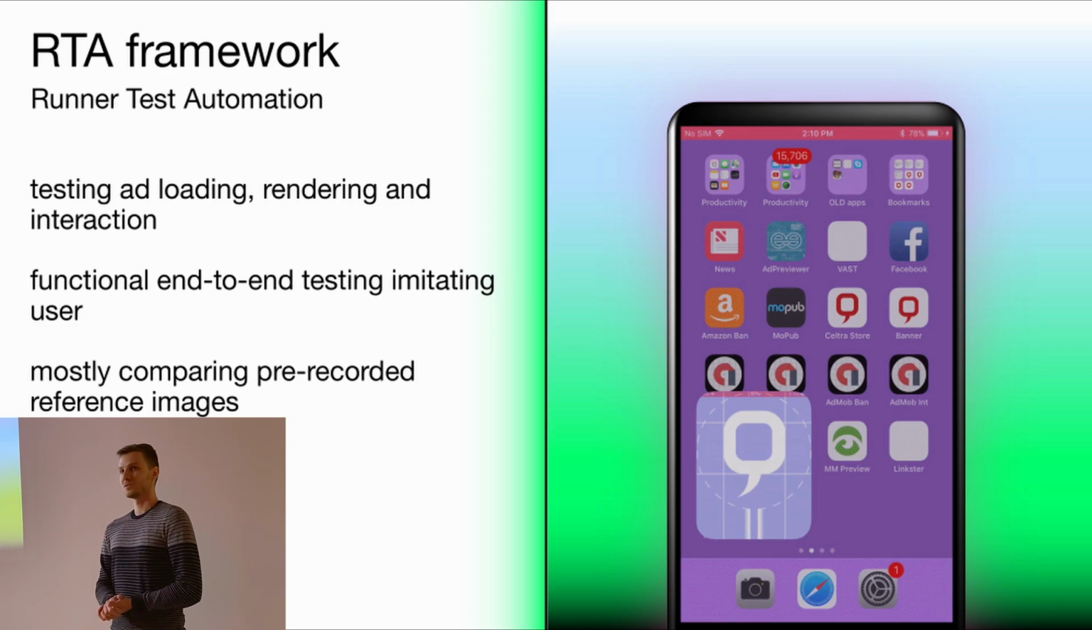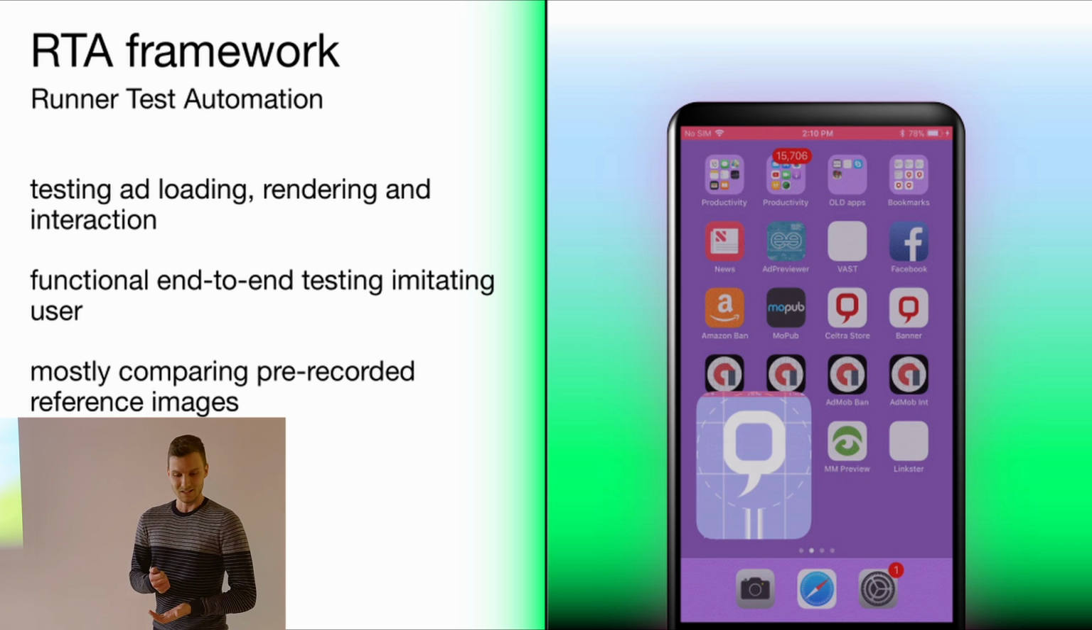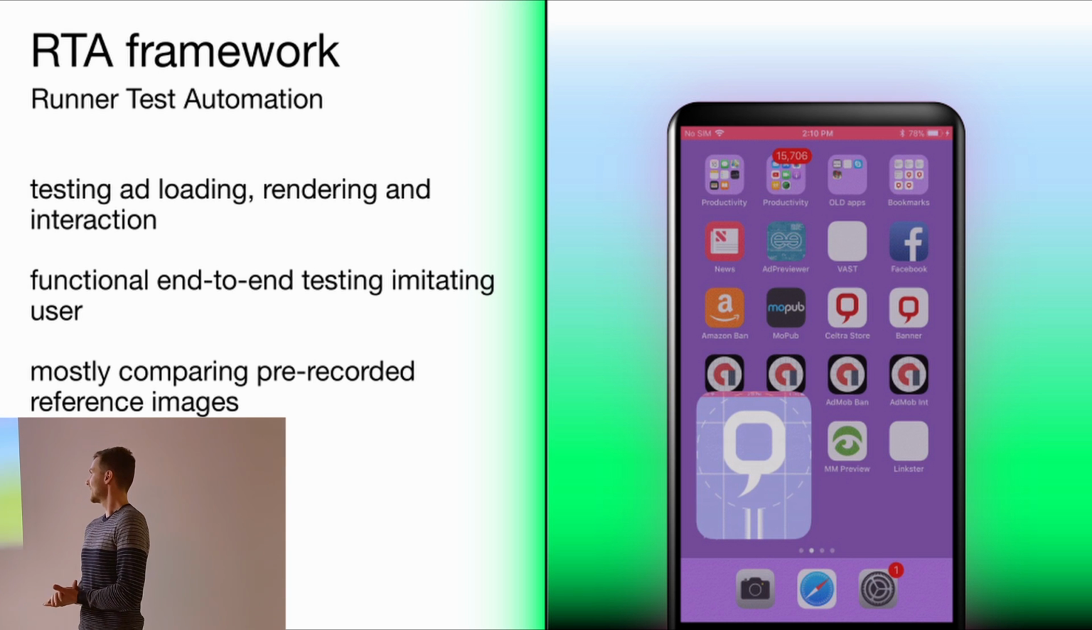So RTA, or Runner Test Automation, is one of the frameworks we use. It is used for testing ad loading, rendering, and interaction. Runner is the part of Celtra where the ads load, and RTA is a functional end-to-end testing which imitates the user.